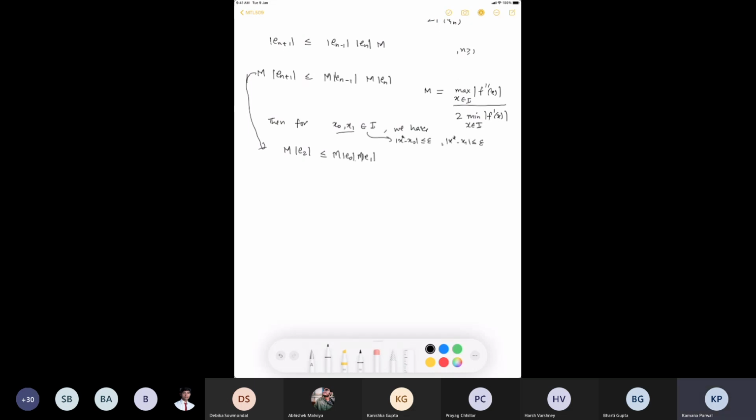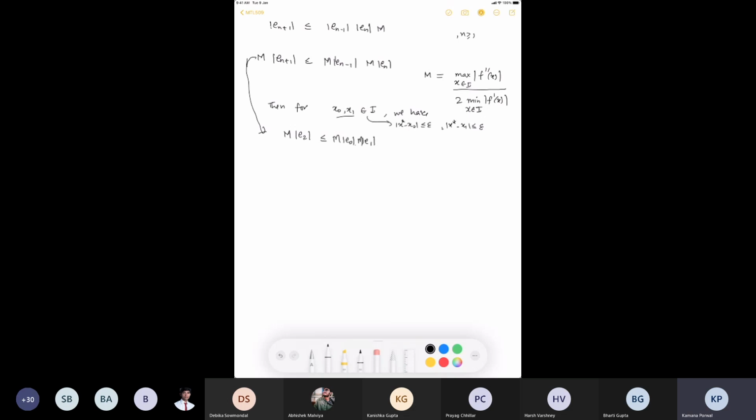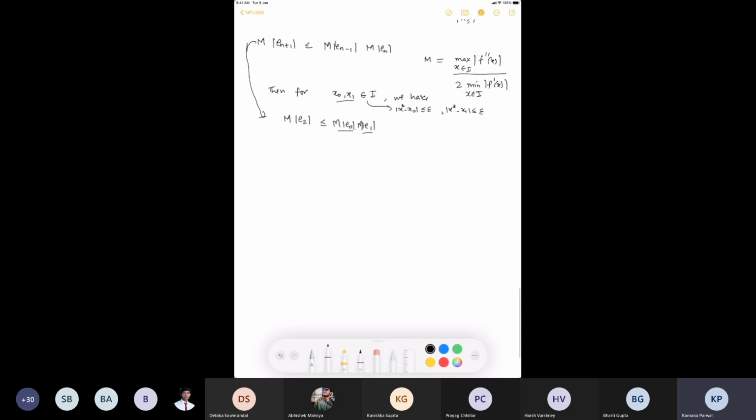For that, I'm going to state how we will determine the two initial guesses x0 and x1. This is going to be a very similar assumption to what we have in Newton's method. I will choose my initial guesses x0 and x1 such that M mod e0 is strictly less than 1 and M mod e1 is also strictly less than 1. Or, if I define the maximum of these two quantities, I choose this to be strictly less than 1, and let me call this quantity delta.